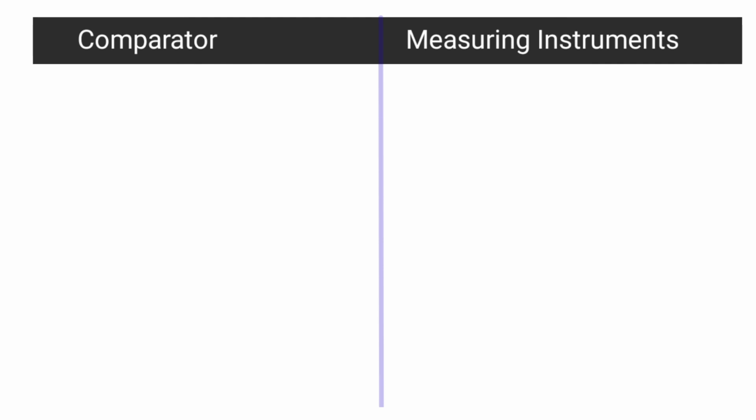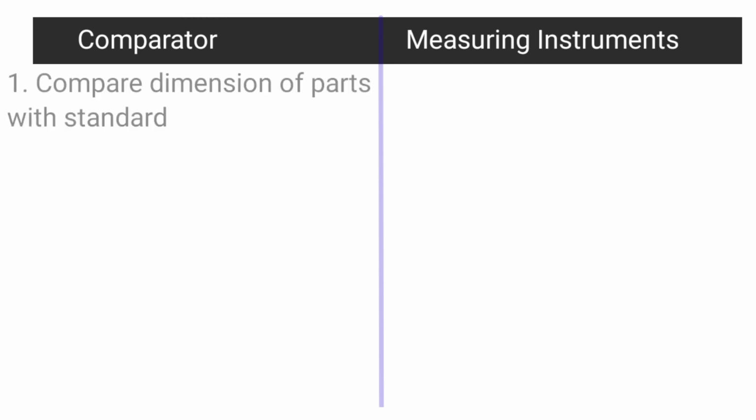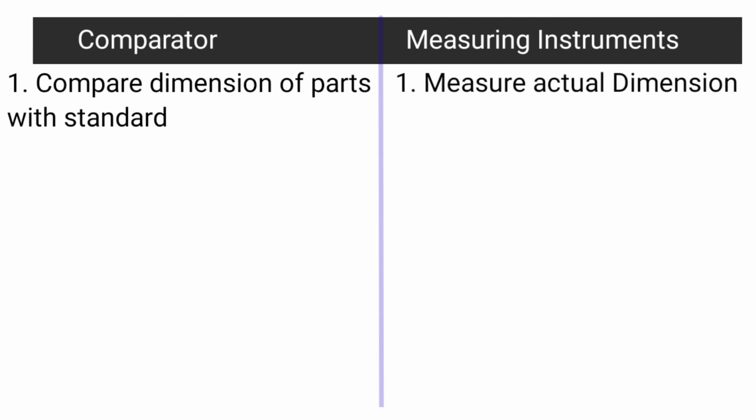The difference between the comparator and measuring instrument. A comparator is used to compare the dimension of parts with working standards. It does not measure the actual dimension but indicates how much the size of the part differs from the working standards. Whereas a measuring instrument is used to measure the actual dimension of the part.